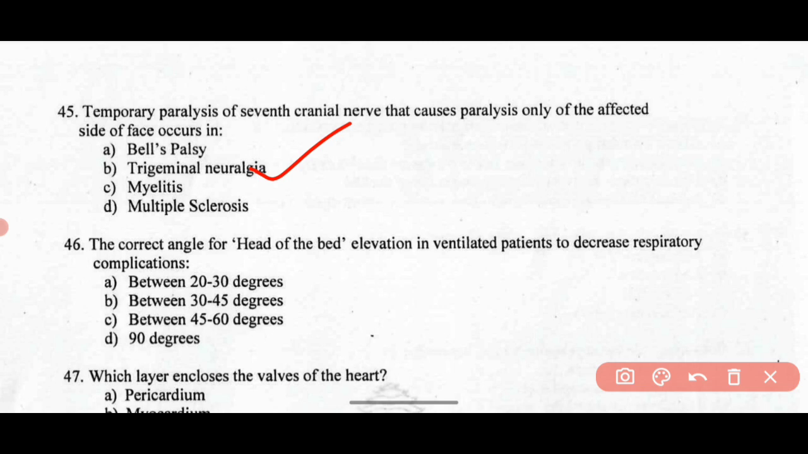If there is a problem with the trigeminal nerve, it will cause trigeminal neuralgia. Multiple sclerosis is a type 4 hypersensitivity reaction. It is also an autoimmune reaction where damage of the axons and degeneration take place. So this condition is totally different. Myelitis is inflammation of the myelin sheath. And here the right answer is option A, that is Bell's palsy.